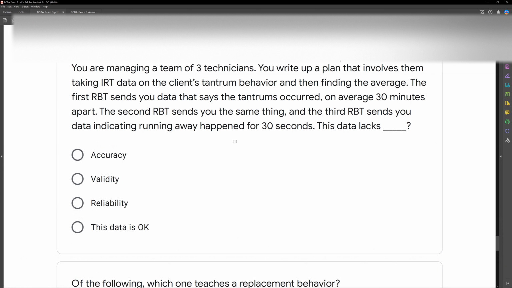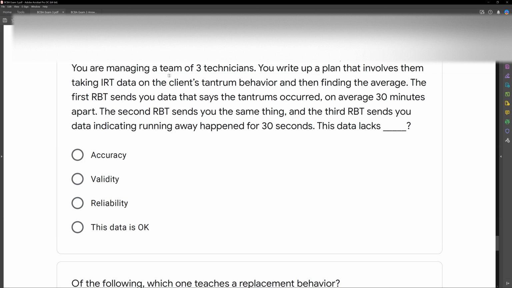What makes good data? Good data are accurate, valid, and reliable. Accurate, we're measuring the true value of what occurred. Valid, we're measuring what we're actually attempting to measure. Reliability says we can do it over and over again. So in this case, we can't say for sure if the data lacks reliability or not. Why? Well, we've only got one set of data, okay?